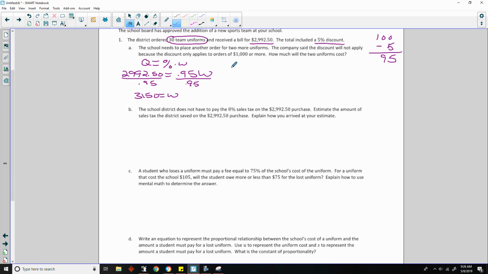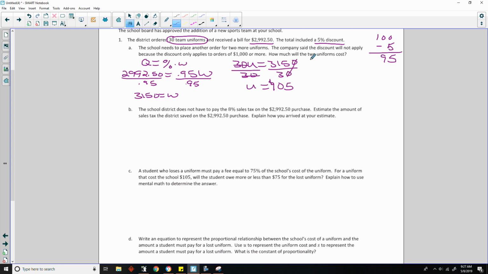Okay, so if 30 uniforms, so I'll say 30U is this total here. That's my W. 30 uniforms equals $3,150. Then to find out how much one uniform is, I divide both sides by 30. These 30s cancel, and one uniform will equal, these zeros cancel. 3 goes into 3 once, 3 will not go into 1. 3 goes into 15 5 times. One uniform will cost $105 before this 5% discount.